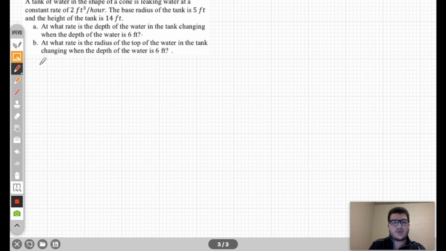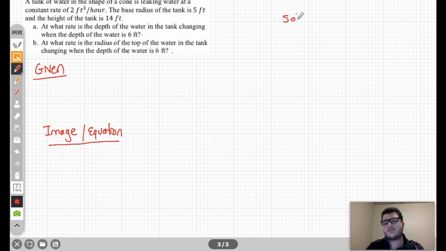So again, we're going to start with our givens. We're going to have an image, equation, and we're going to have our solution. So in this case, maybe it would be better to draw the image first to see what's going on. So I have a tank of water in the shape of a cone. So I'm going to draw the tank of water in the shape of a cone.